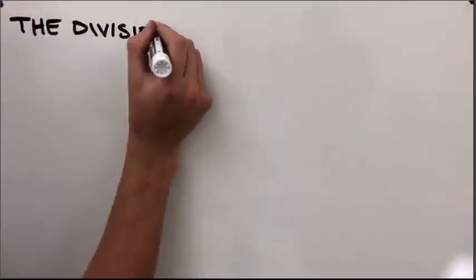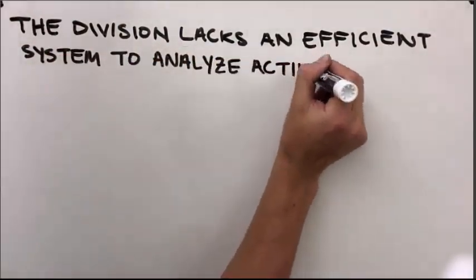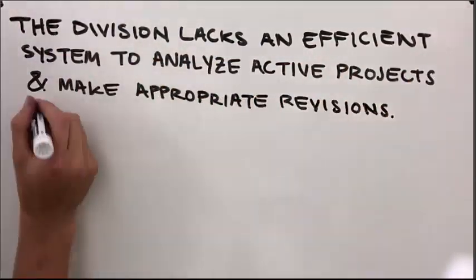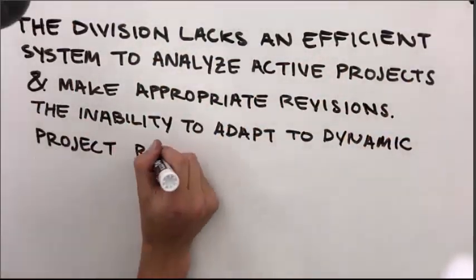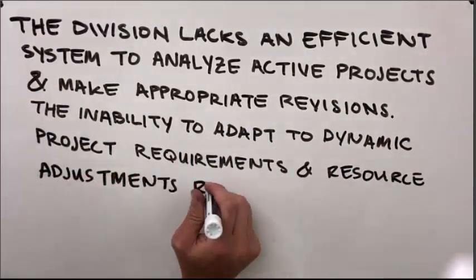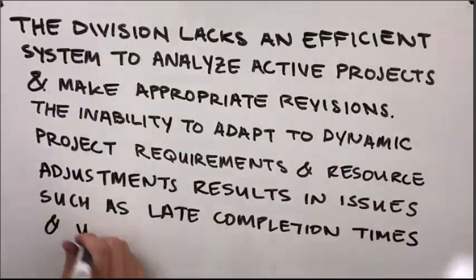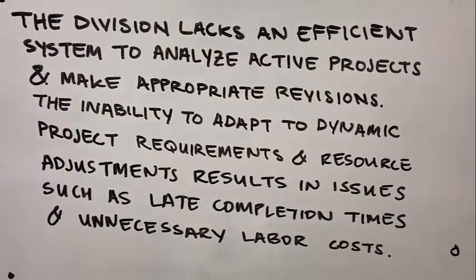Without further ado, let's jump into the problem statement. The division lacks an efficient system to analyze active projects and make appropriate revisions. The inability to adapt to dynamic project requirements and resource adjustments results in issues such as late completion times and unnecessary labor costs.